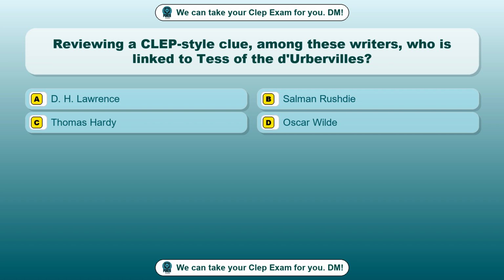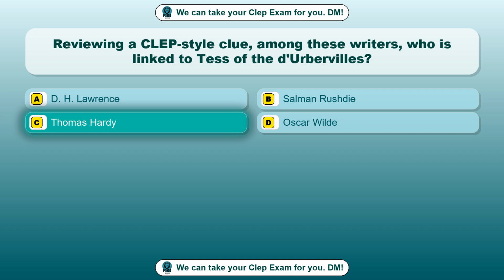Question 29. Reviewing a CLEP-style clue among these writers, who is linked to Tess of the D'Urbervilles? Option A, D. H. Lawrence. Option B, Salman Rushdie. Option C, Thomas Hardy. Option D, Oscar Wilde. The correct answer is option C, Thomas Hardy.